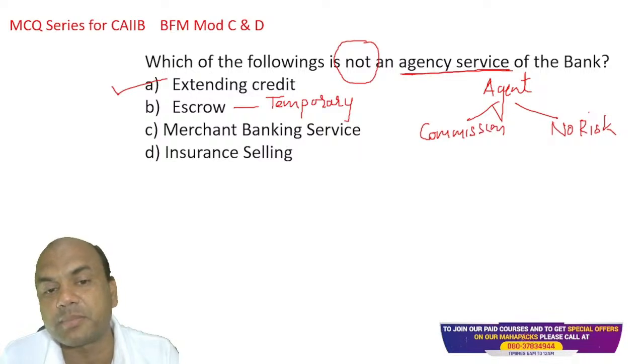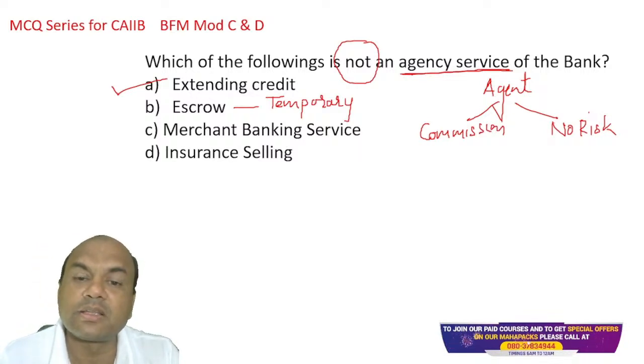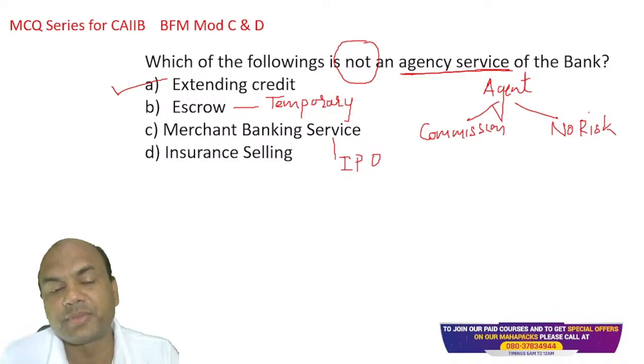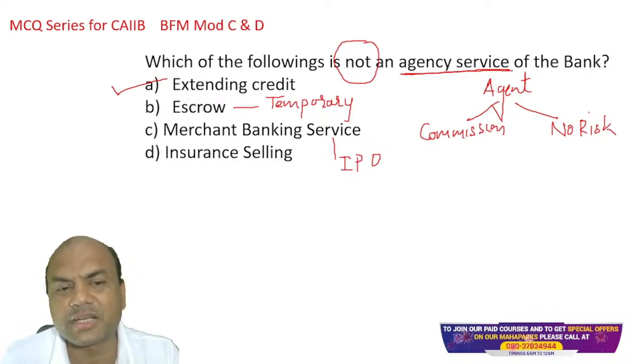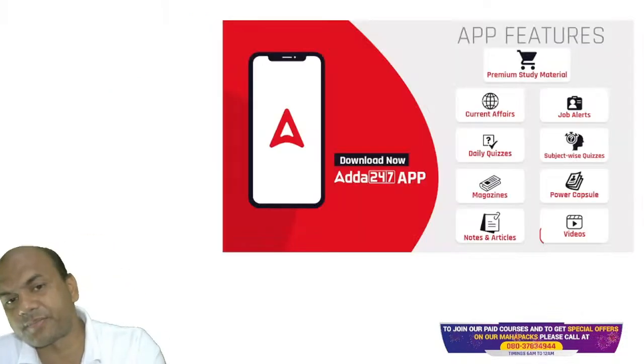Your bank gets a commission. Where do we get merchant banking services? We generally give this in IPO. It doesn't come to you at a retail level, it goes at a corporate level. Insurance selling, this comes to you. You also do the same thing, right? So not an agency service is extending credit.